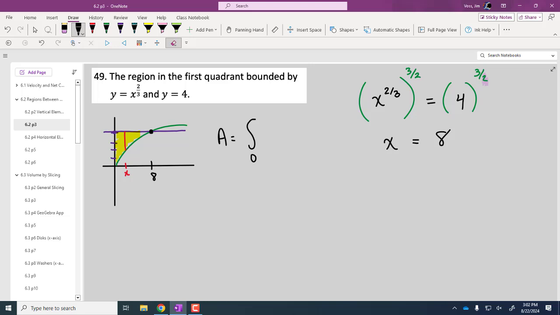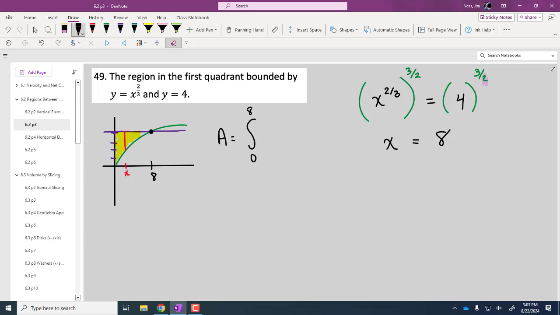All right, so how about the integrand then? What goes in the integrand is the area of that red rectangle. So first we want the height of that red rectangle. And what is the height of that red rectangle going to be? 4 minus x to the 2 thirds.